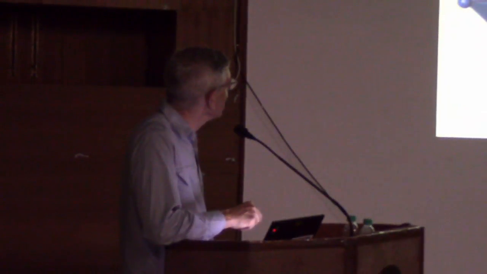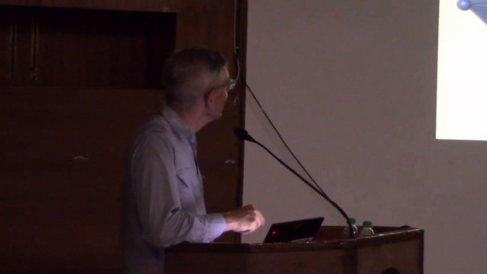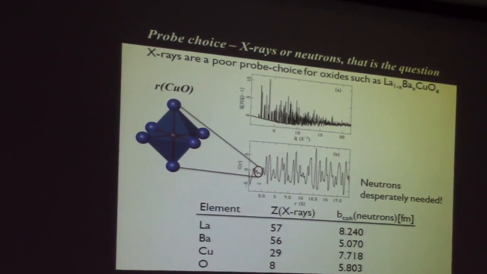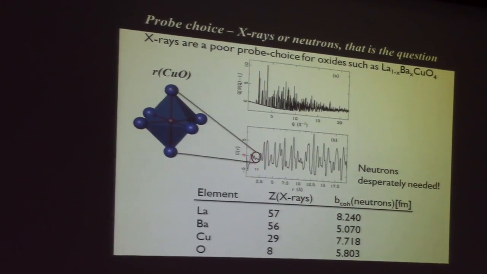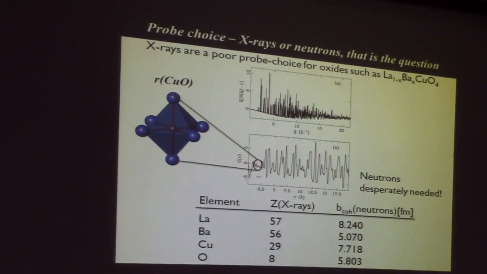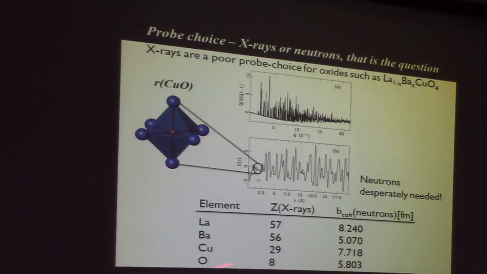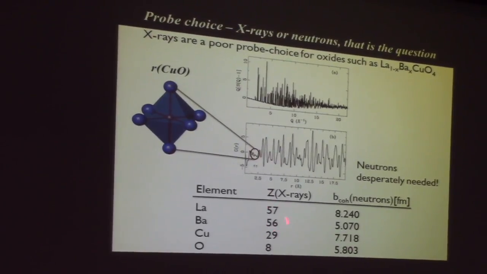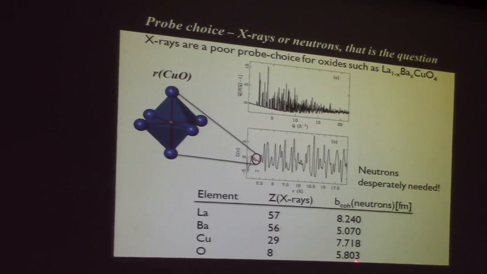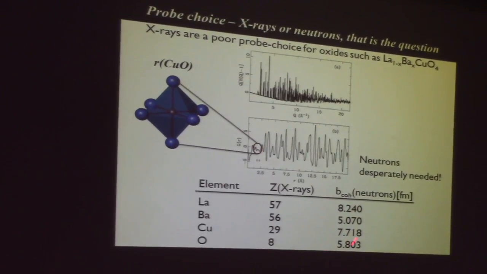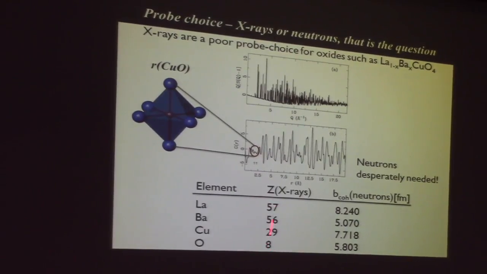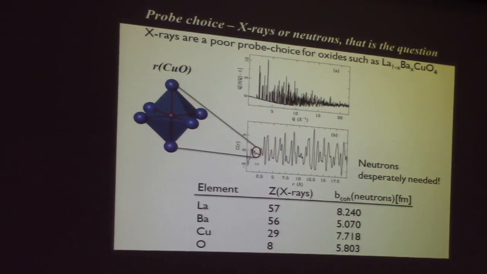And what you can see is, whilst we have these beautiful sharp peaks out here, the copper to oxygen bond just looks like background noise. It's impossible to get good information out from this little guy. And so we totally need neutrons. And it's illustrated here. Oxygen has a scattering length of 8 for X-rays, and lanthanum and barium are 56 and 57. But with neutrons, it's 6 for oxygen, and it's 5 and 8 for lanthanum and barium. So here it's almost 10 times smaller, but here it's comparable. So this is a beautiful example where neutrons can help us.